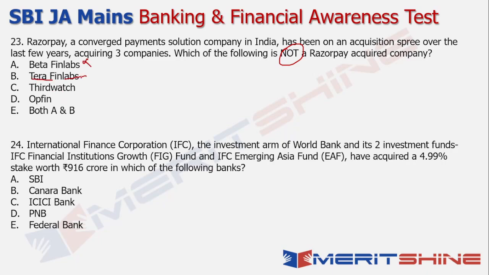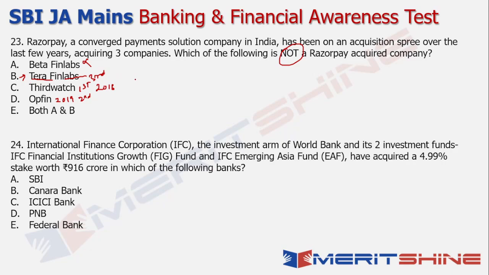So you have Terra FinLabs, which was the 3rd acquisition made by Razorpay. Now, the first acquisition was Third Watch, which happened in 2018. Then you had Opfin that Razorpay acquired in 2019. So this was the second acquisition. And the third acquisition happens to be TerraFin Labs, which is an artificial intelligence based risk analysis platform, based out of Bangalore in Karnataka.